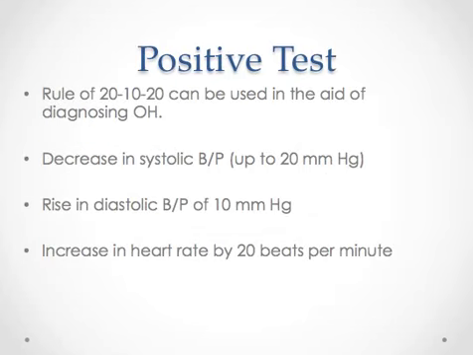Now, for a positive test, we use the rule of 20-10-20. What that means is the first 20 is a decrease in systolic blood pressure of 20 millimeters of mercury. That can trigger a positive test. Also, a rise in diastolic blood pressure of 10 millimeters of mercury, as well as an increase in heart rate of 20 beats per minute from your baseline when comparing it to your standing position.